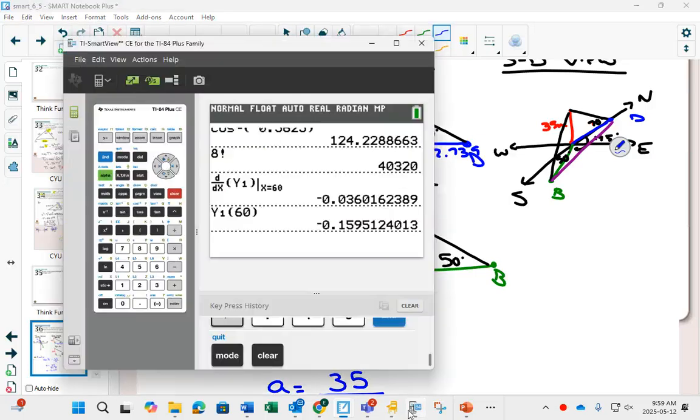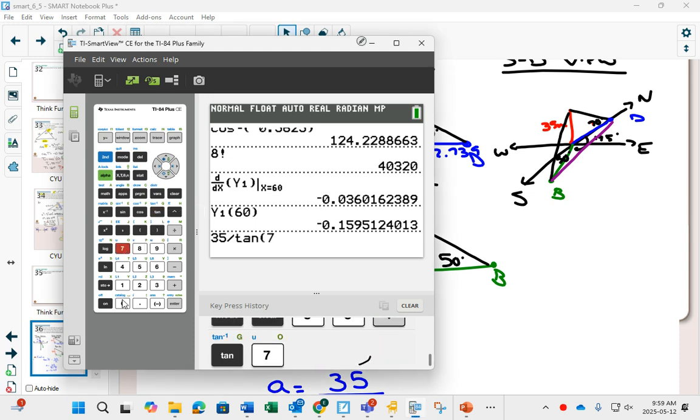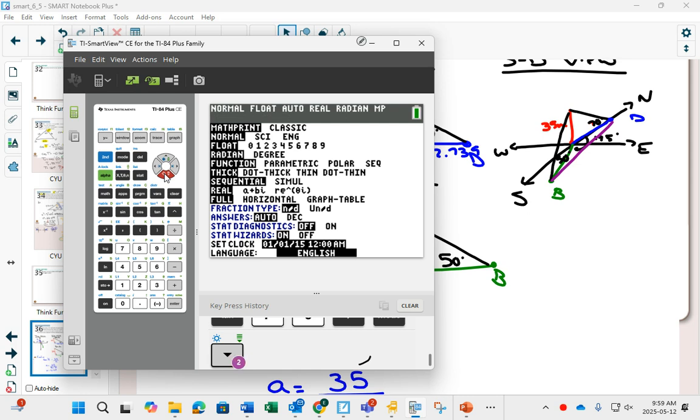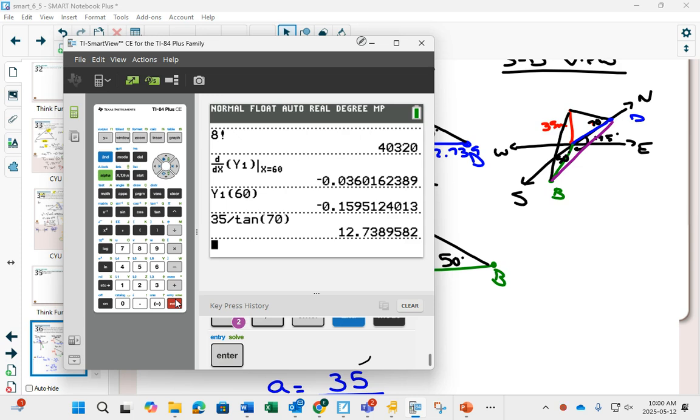I'm going to show you some cool things that you have built into your calculator. So I'm going to do this on my calculator as well. Just because as you get used to using this calculator, it's going to help you a lot. I was just about to type mine in, and then I realized my calculator says it's in radians, so I'm going to have to hit my mode button and make sure that I'm in degrees. Push enter, and I get the 12.739.